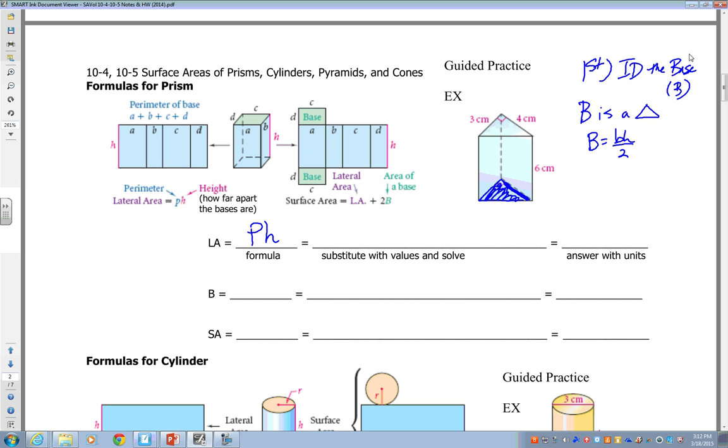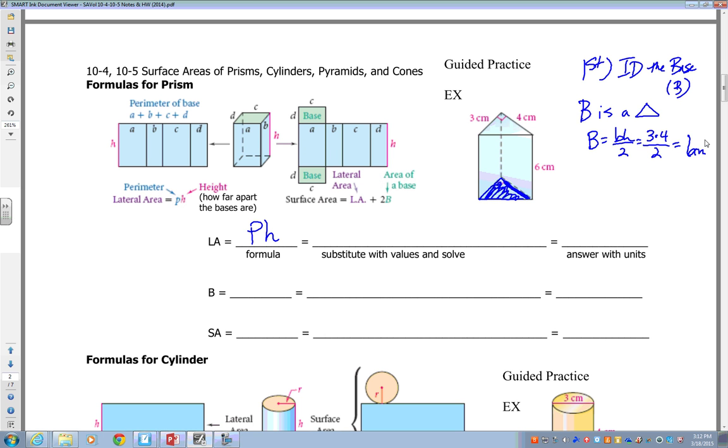Yeah. It's 3 times 4 divided by 2. The base and height are always perpendicular to each other. Okay? The base and height, it's a right triangle. All right, so the area of our base is going to be 6, right? Centimeters squared.